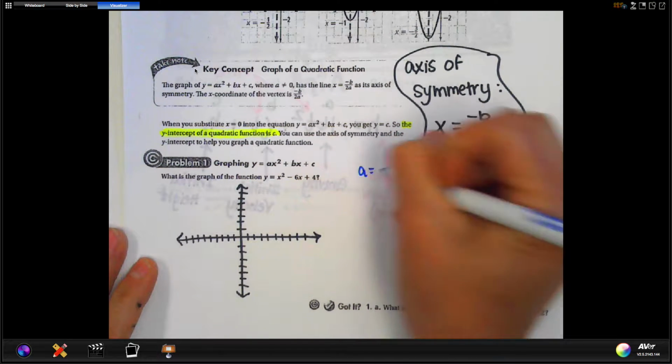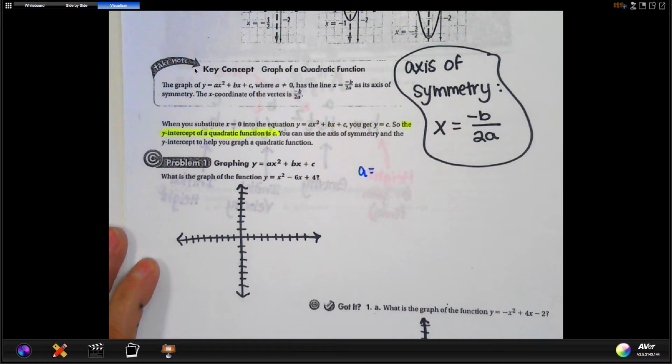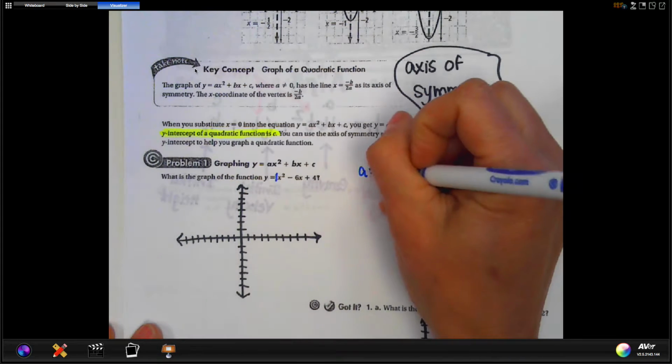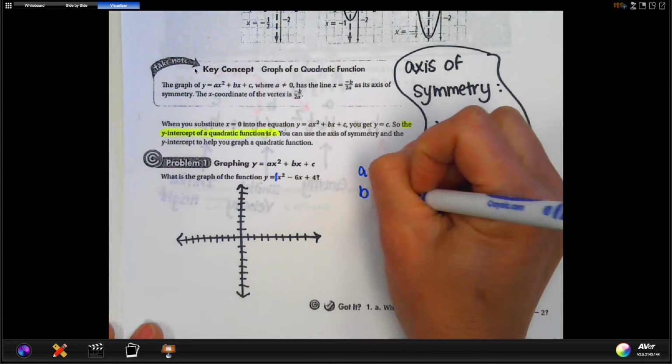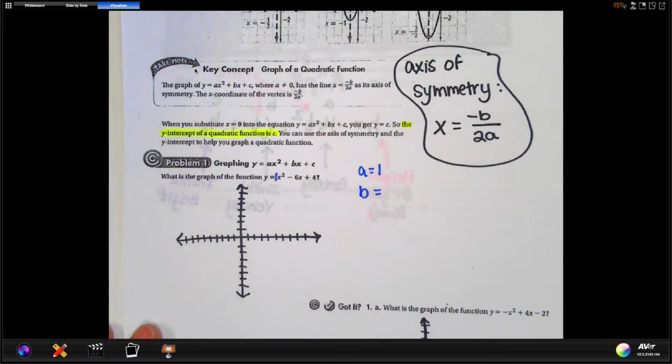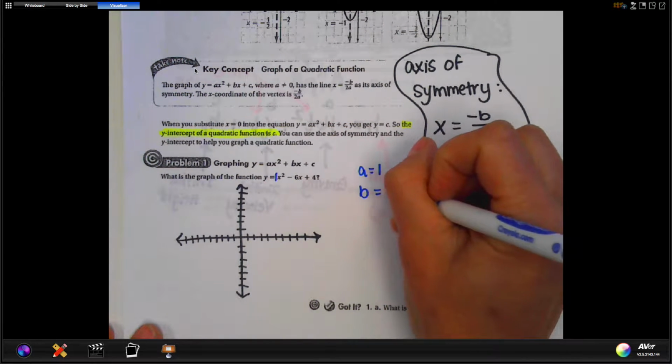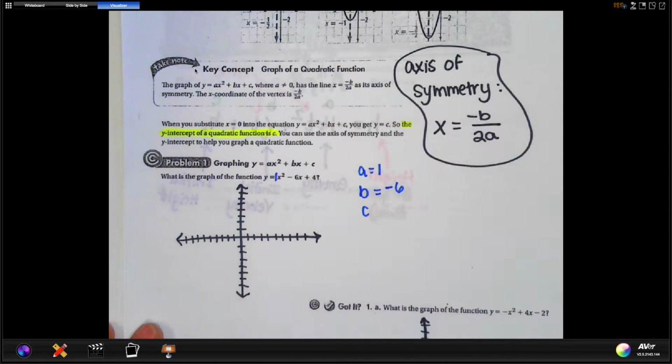What's our a value of this? Go ahead, Xavier. X to the second. Nope, that's not x to the second. What is it, Regal? 1. It's 1. There's a hidden 1 right here. So what is our b value now? -6. And what is our c value?